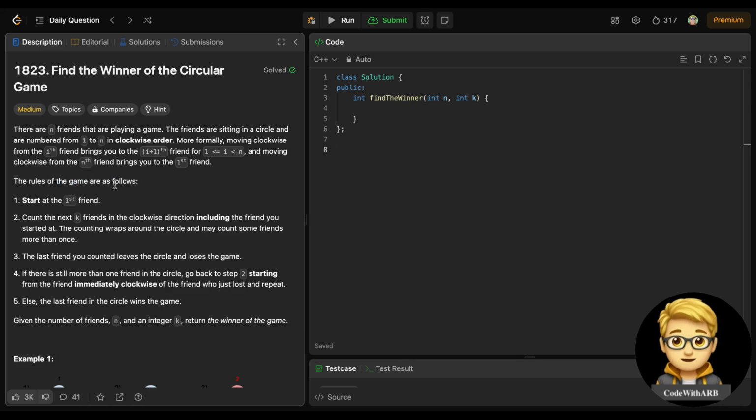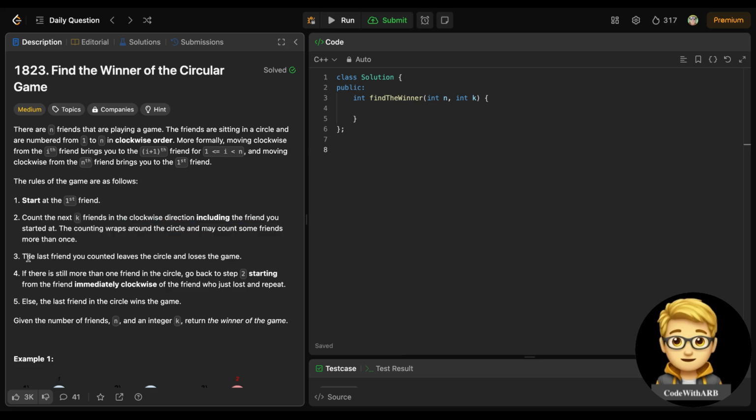So the rules of the game are: start at the first friend, count the next k friends in the clockwise direction, including the friend you started at. The counting wraps around the circle and may count some friends more than once. We will see this line. This means that if k is greater than n, the number of friends, some friends will be counted multiple times. That's the meaning of this line.